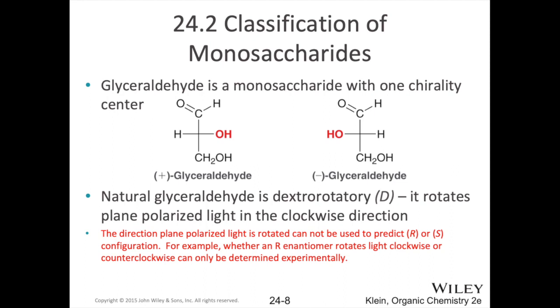You might remember this trick question from back in that chapter when we learned about doing this experiment to determine whether things are dextrorotatory or levorotatory, right? That R and S designation tells you about the structure itself, but that does not necessarily tell you how it's going to deflect the light.